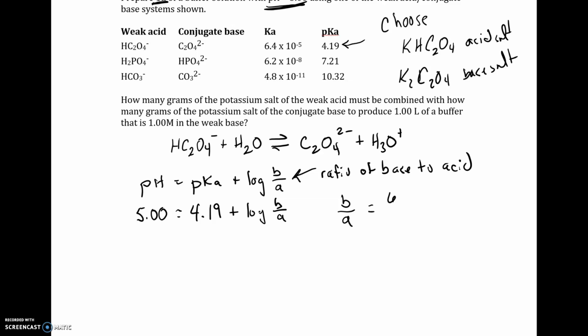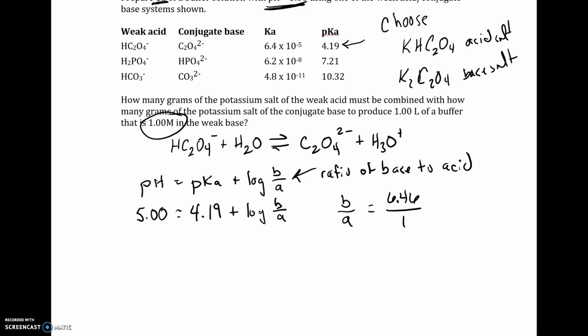And watch this. This is really important. 6.46 is the same thing as 6.46 over 1. If I write it like this, that creates a factor: I need 6.46 bases to every 1 acid. That's going to be really handy because we want to be 1 molar in our base. So we can use this factor to figure out what molarity of the acid we need. I think we're actually going to do that step next, right?